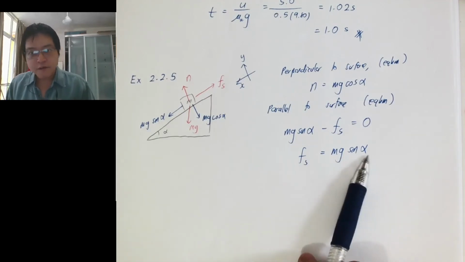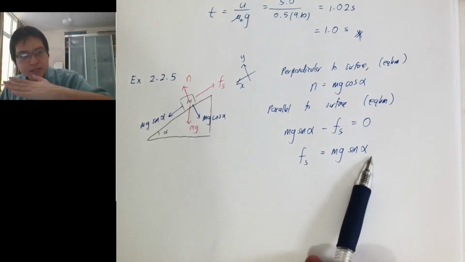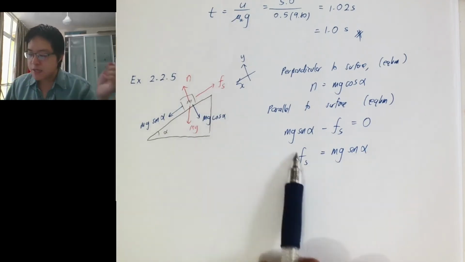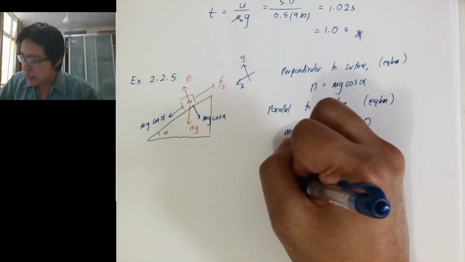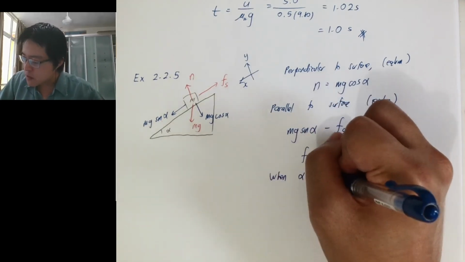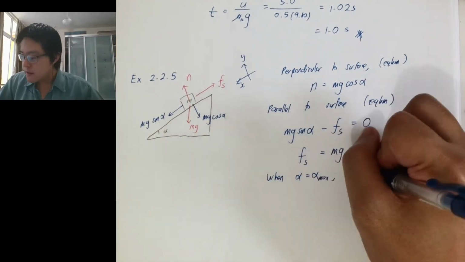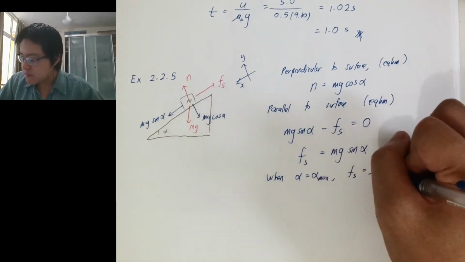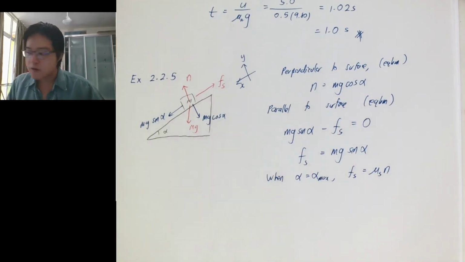If alpha is 0, then static friction can be 0. If alpha increases a little bit, static friction will be exactly this value until a maximum. So when alpha goes to some maximum value, then static friction will go to its maximum value, and any higher than that, it will start to slide already.